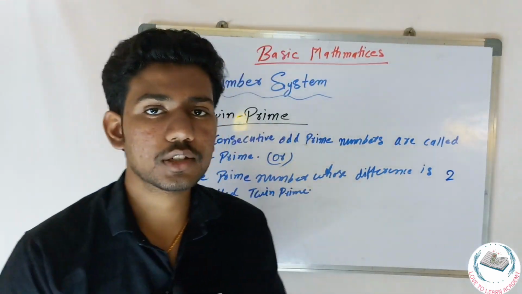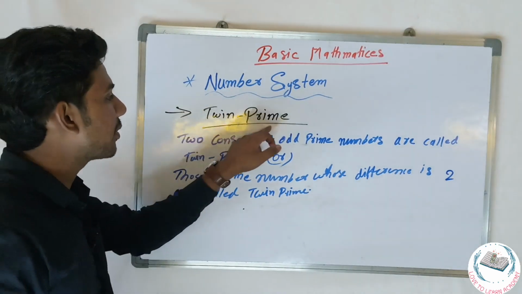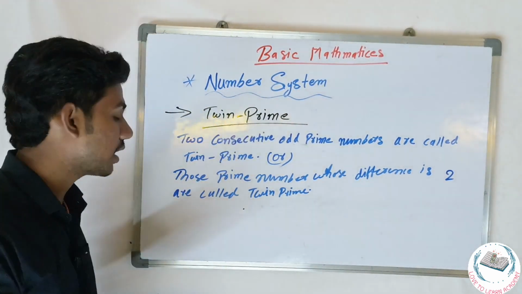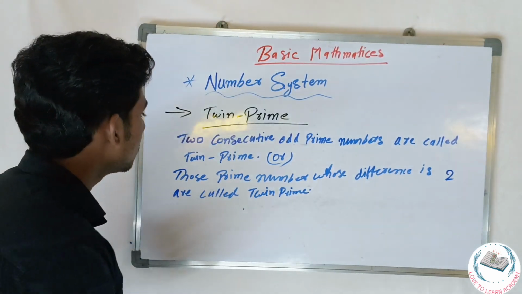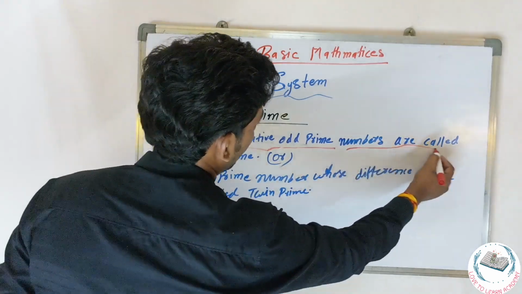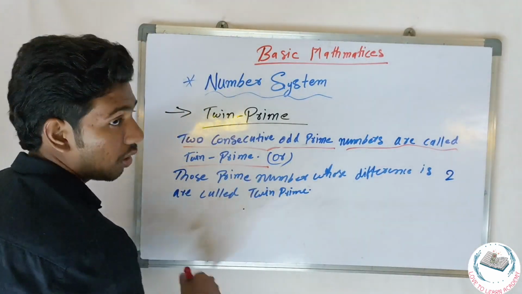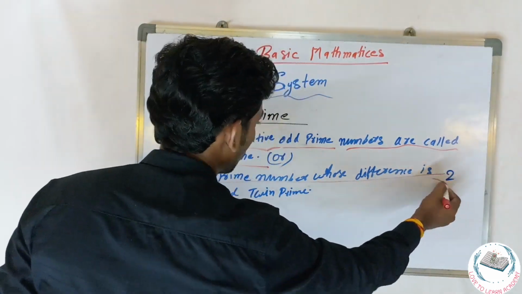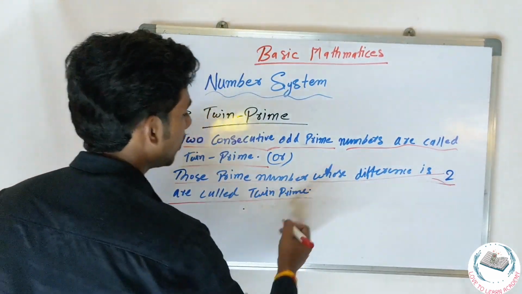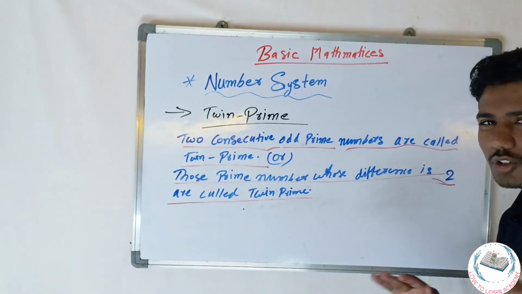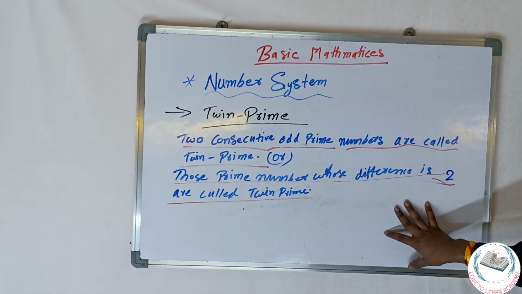Okay, so now let us talk about twin primes. So what do twin prime numbers mean? Let's understand the definition. The definition says that two consecutive odd prime numbers are called twin primes, or you can say those prime numbers whose difference is 2 are called twin primes. Actually there is some confusion in this definition; you can't understand it easily.